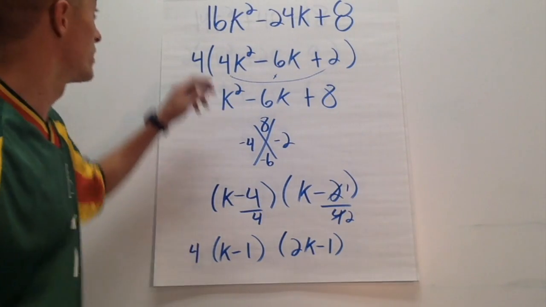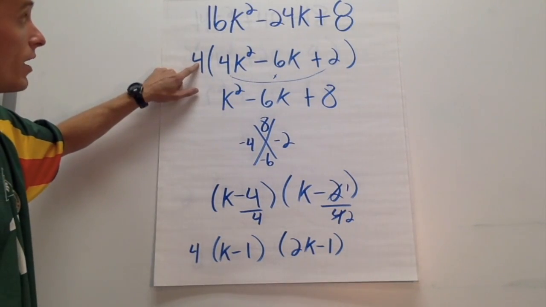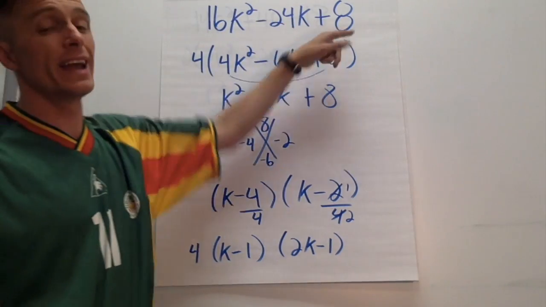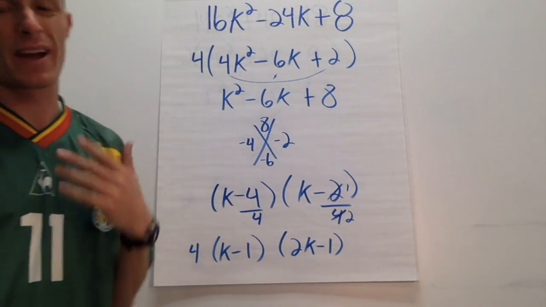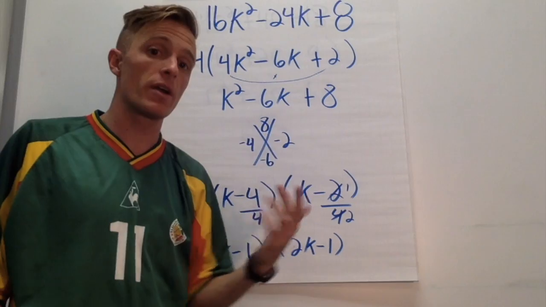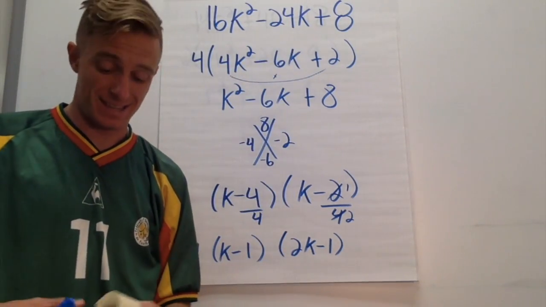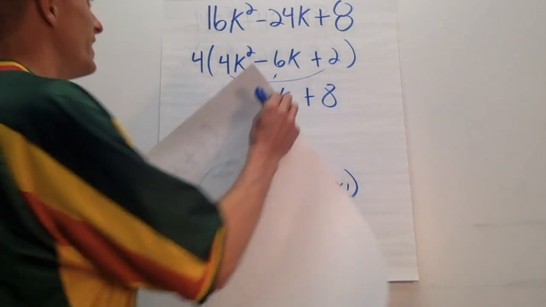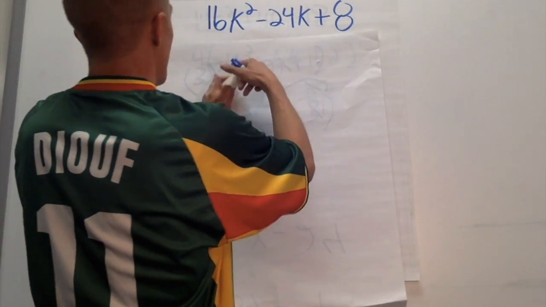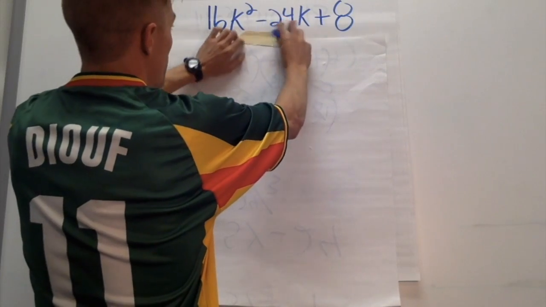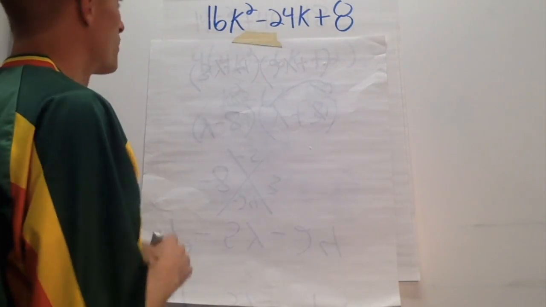Okay, the way that we should have done this is we took out a 4 from 16, 24, and 8. But the problem is you didn't take out the biggest number. There's a bigger number than 4 that goes into 16, 24, and 8. That number is 8. So what you should have done is you should have taken out an 8. Let's see how that changes our answer. I'm going to go through this pretty quick because you've already done the work.